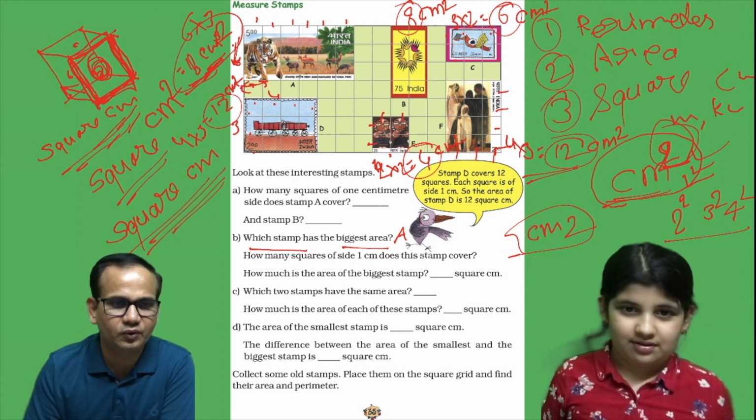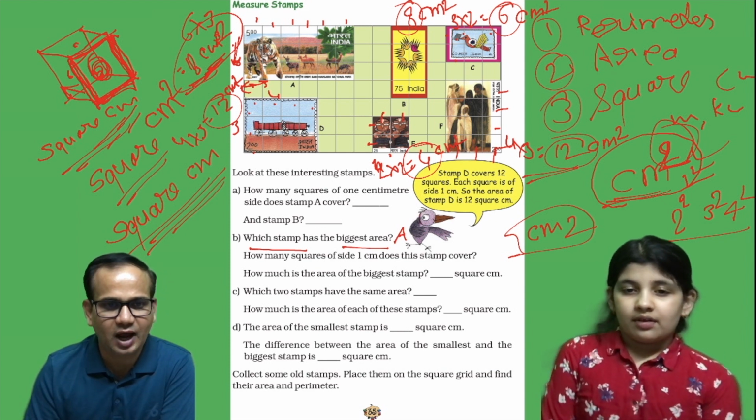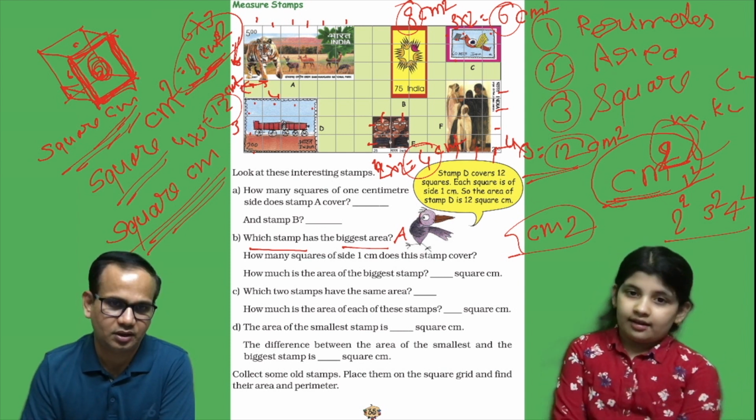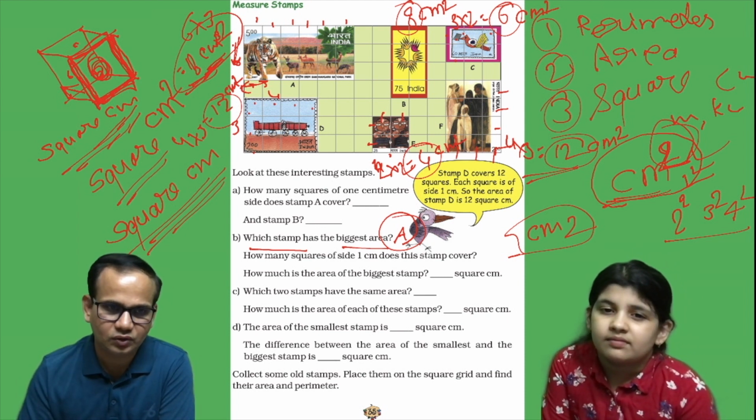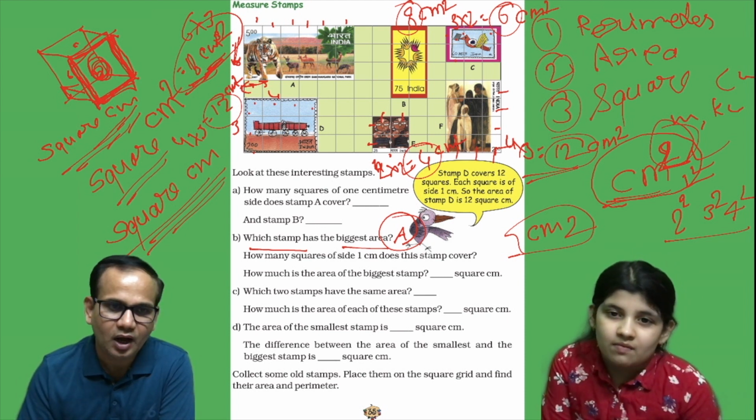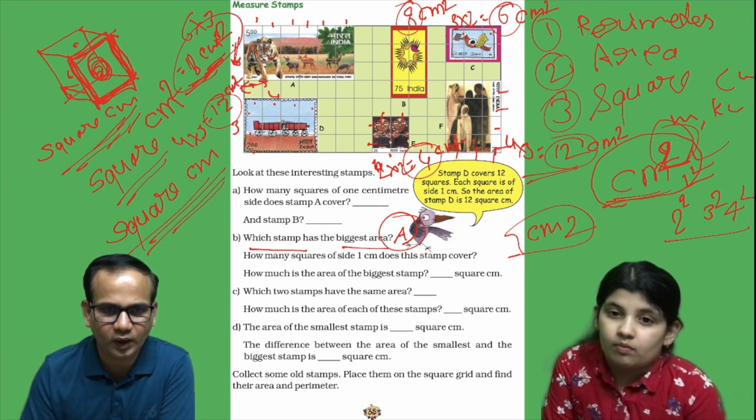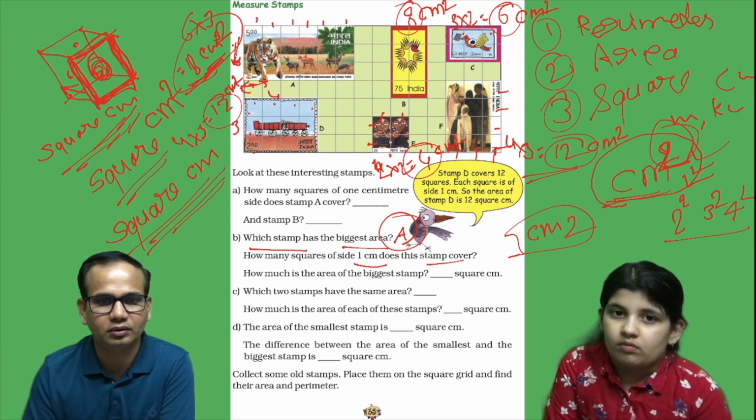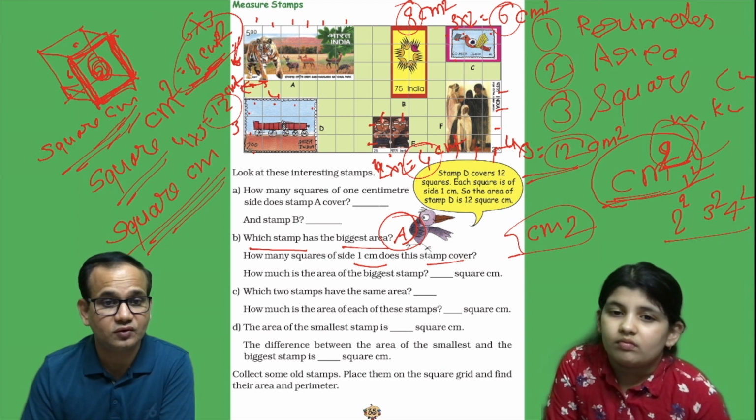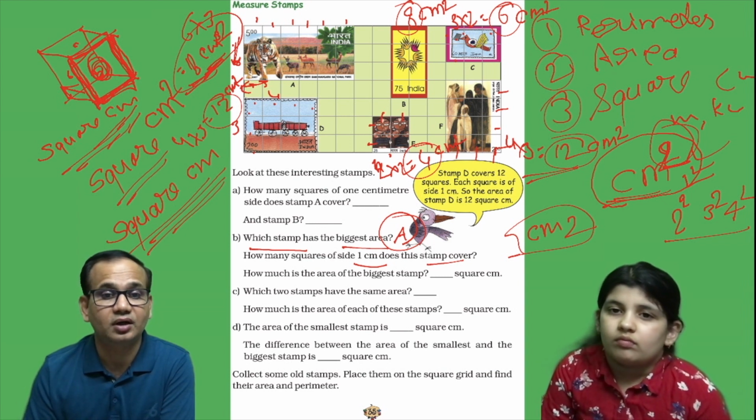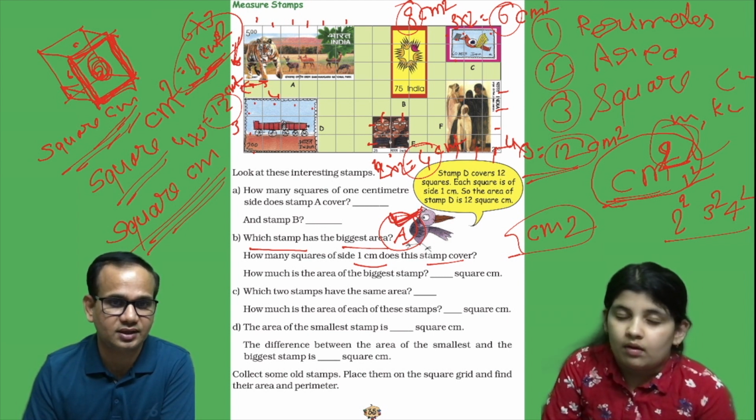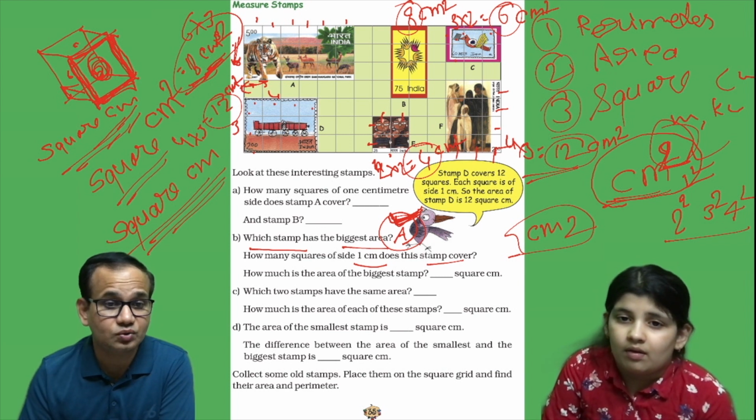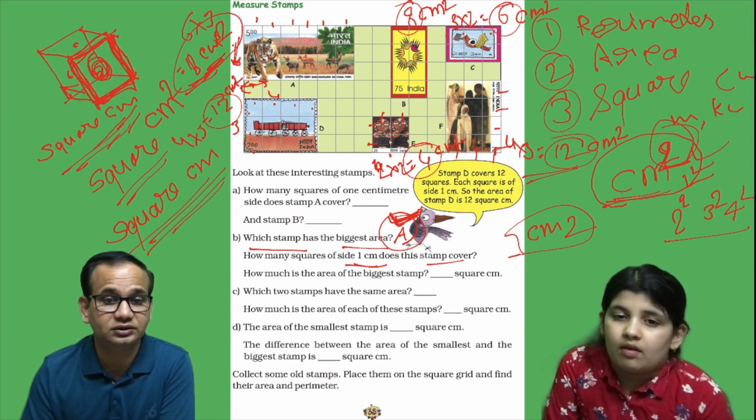Yes, I understood. So the B question is, which stamp has the biggest area? A. A is the biggest area. Understood? You answered correctly. How many squares of side 1 centimeter does this stamp cover? This stamp is this A stamp. It is talking about the biggest area, the biggest stamp.